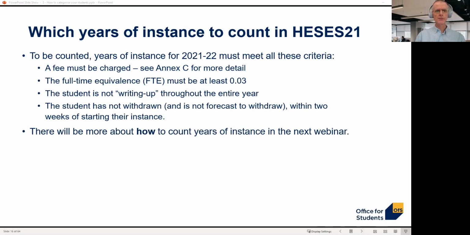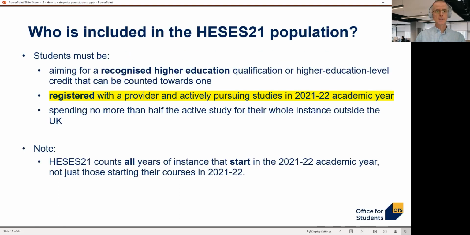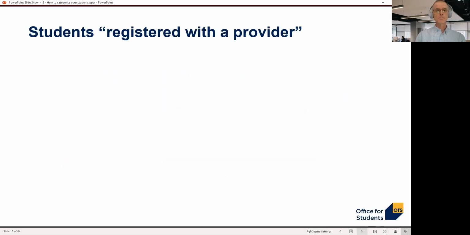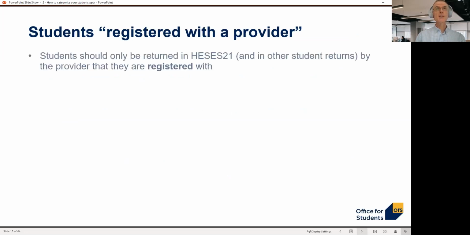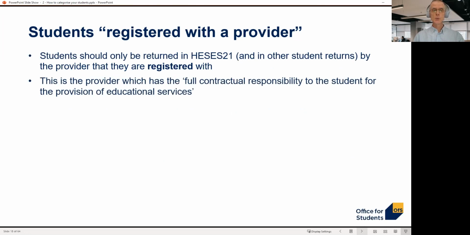Okay, so just to backtrack briefly to one of the previous slides, where I'm just going to bring it back, and you'll see that I've highlighted this part here, which talks about registration. We said that students must be registered with a provider, and it's worth just spending a minute or two talking about what we mean by registered with a provider. So students should only be returned in HESES 21 and other student returns for that matter by the provider that they are registered with. This is the provider which has the full contractual responsibility to the student for the provision of educational services.